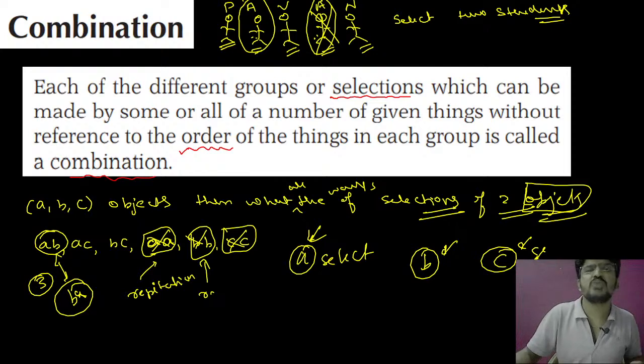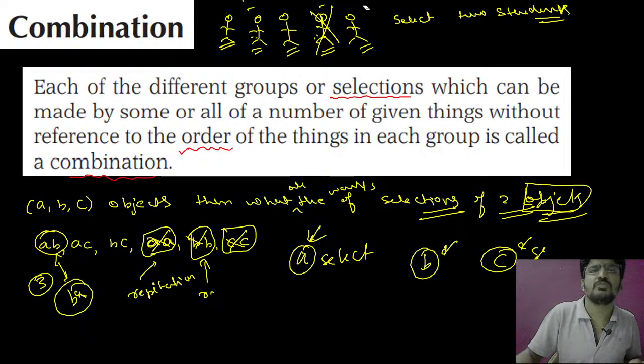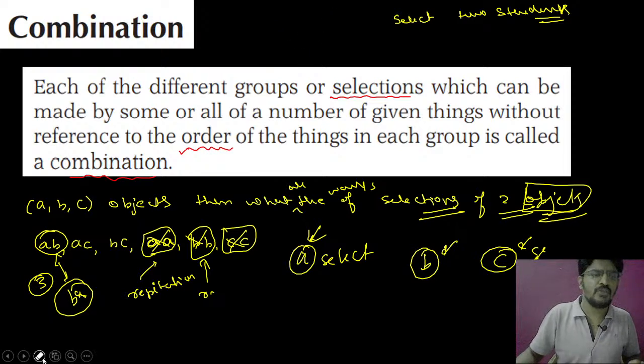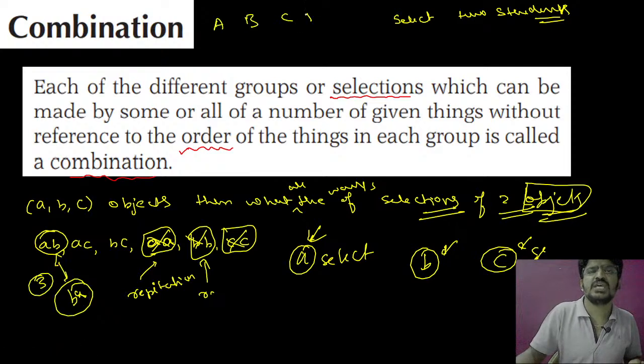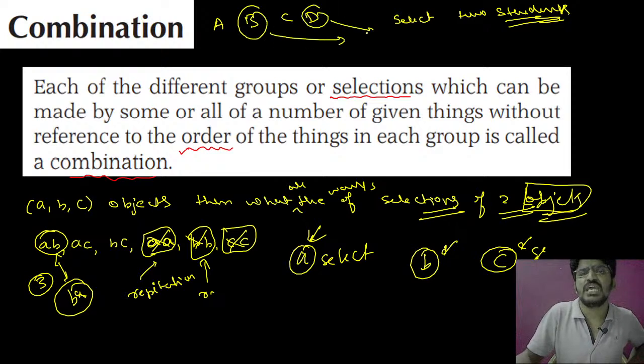Clear? So that's why, if you get confused, let us remove this. I will take 4 different names, A, B, C, and D. Now I want to select 2 students. If I select B and if I select D, this is one selection, BD.